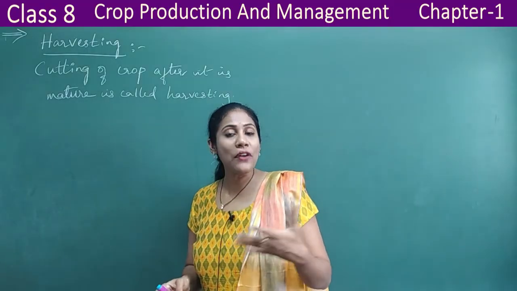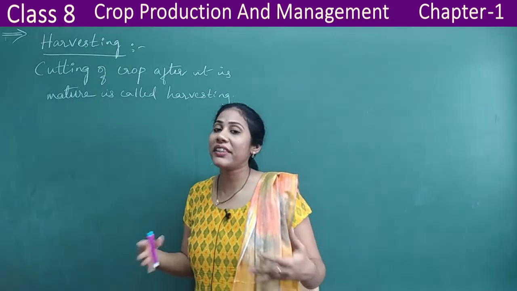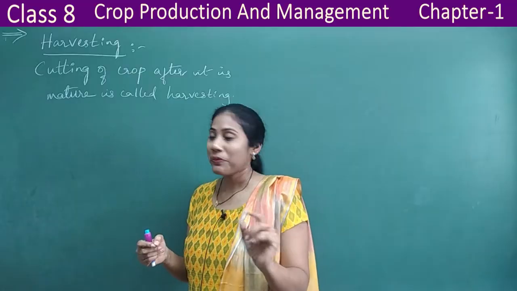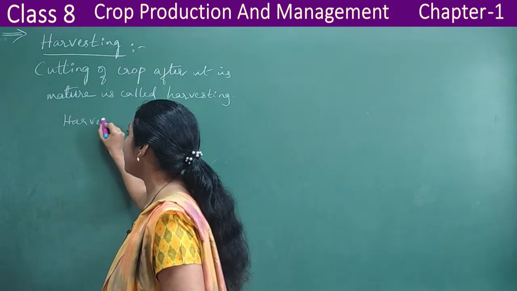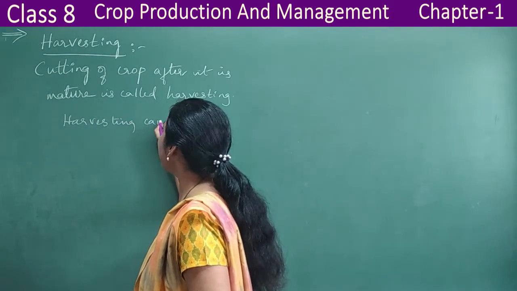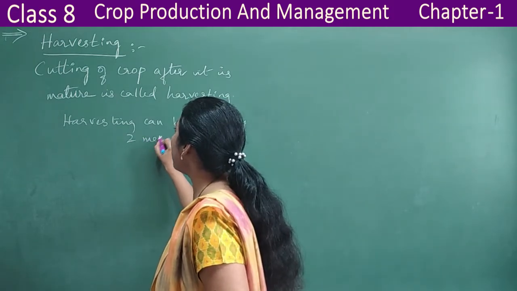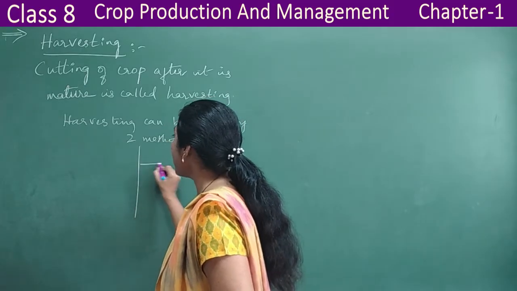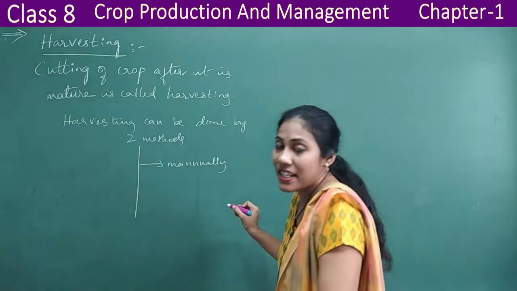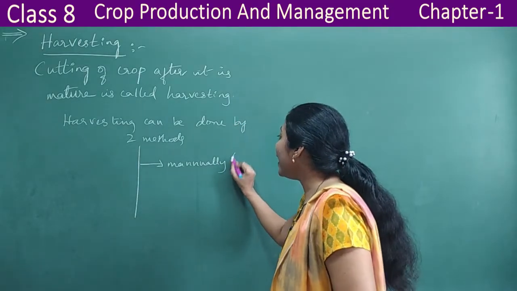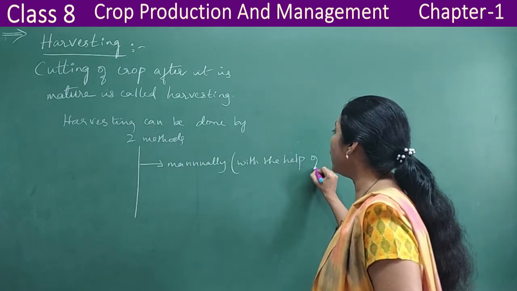Okay, so how do the farmers do harvesting? Long back they used to do it manually with the help of an instrument called a sickle. Okay, so this particular harvesting can be done by two methods. What are the two methods? One is manually. That means man, with his own hands, can cut the plants with the help of a sickle, the instrument called sickle.